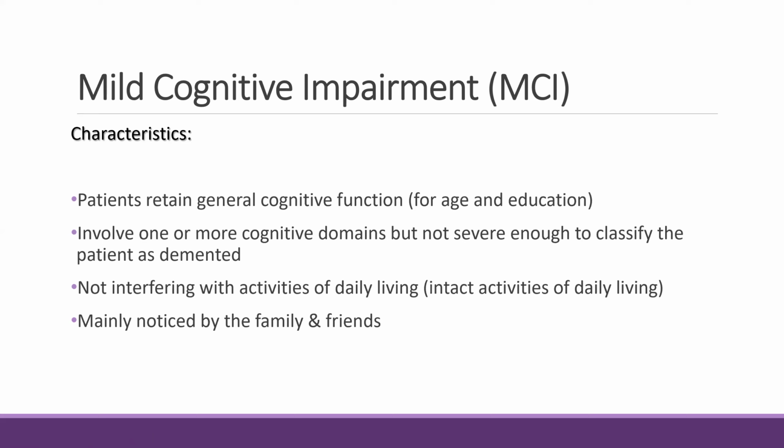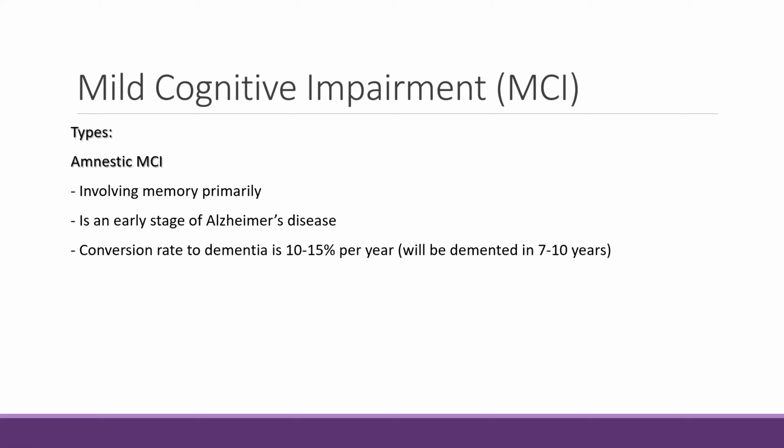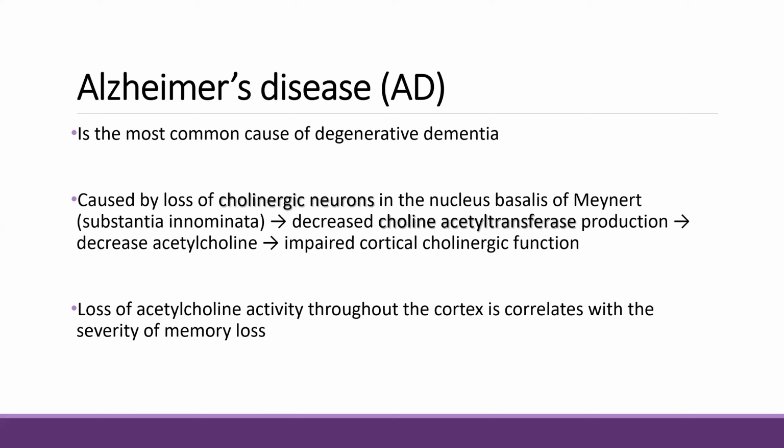At this stage, usually it is mainly noticed by the family and friends. So we have amnestic, which involves mainly the memory, and we have non-amnestic involving other cognitive domains like executive function, visual spatial, language, or behavioral symptoms. So Alzheimer's disease is one of the most common causes of degenerative dementia. It's caused by loss of cholinergic neurons, which causes a decrease in choline acetyltransferase and causes impaired cortical cholinergic function.